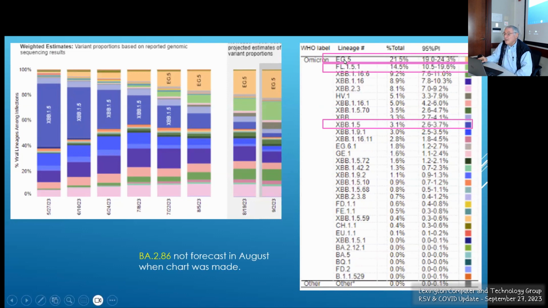So now we look at EG5, FL151, and XBB15. So these are coming in, and this one's going out. And the new one that people are talking about, BA286, wasn't even conceived of when they made this graphic. Probably hadn't existed. I think it did exist somewhere, but it wasn't around here. I don't know when they actually first discovered it, because at first you don't know if it's going to poop out and never get anywhere.